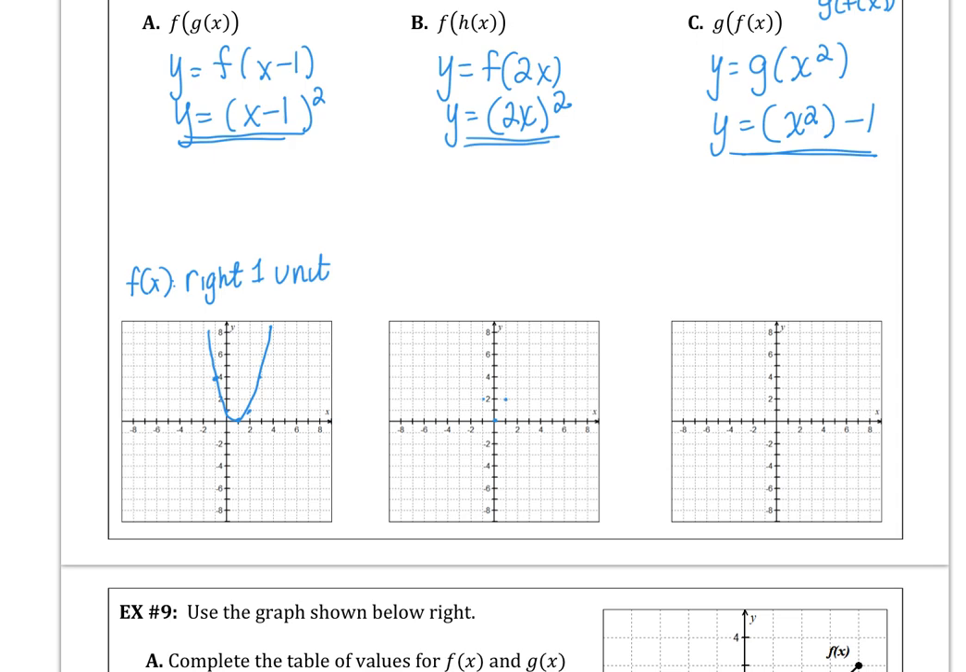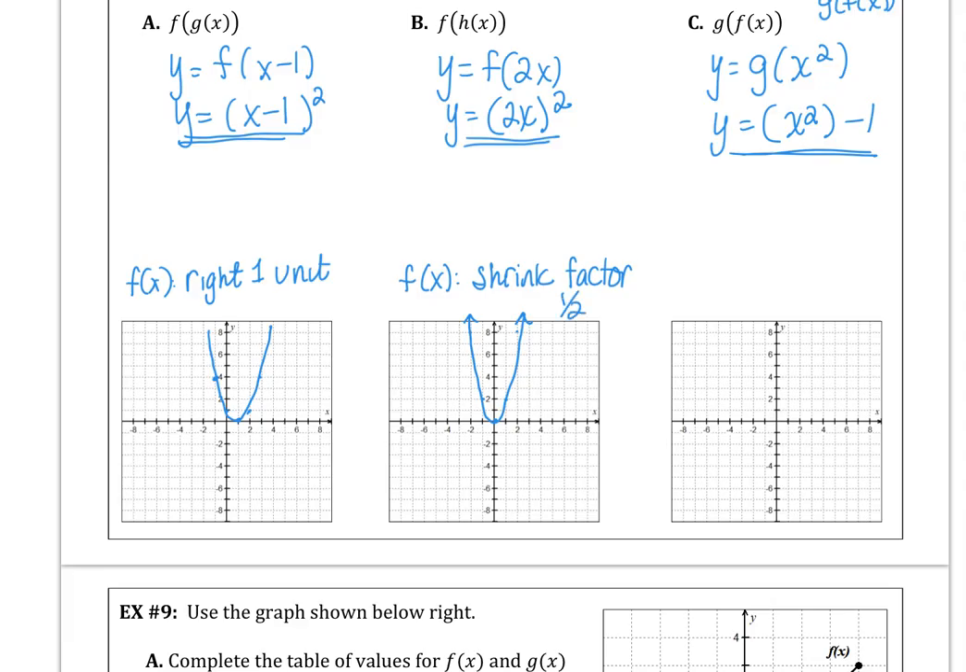1, 2, 3, 4, 5, 6. So it's going to be transformed. It's going to have a shrink factor, or a horizontal dilation, by a factor of a half. So f of x, I'm going to say it's a shrink right now. It's horizontally shrunk closer to the y-axis. Shrink factor is 1/2.